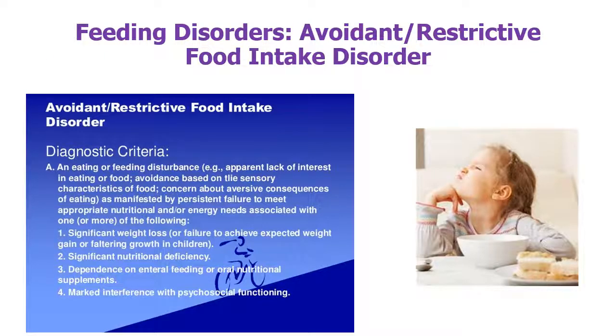Okay, so next we have avoidant restrictive food intake disorder. Now, this disorder is similar to anorexia in that it entails a decrease in food intake, but in contrast to anorexia, in avoidant restrictive food intake disorder there is no associated distress or conflict regarding the person's body shape or any fear of fatness, whereas these concerns are prominent in anorexia.